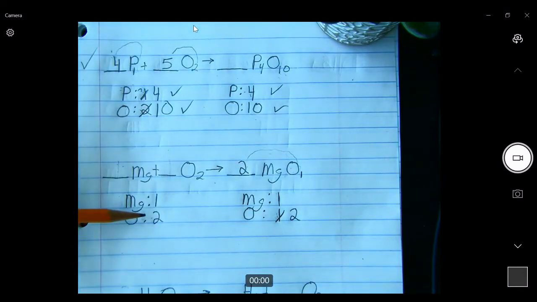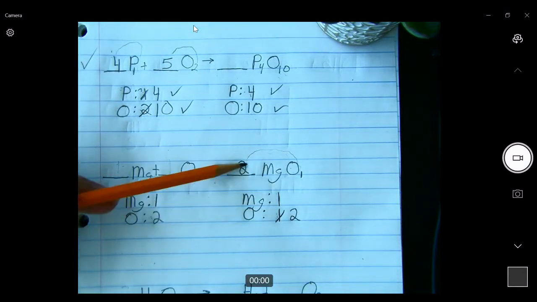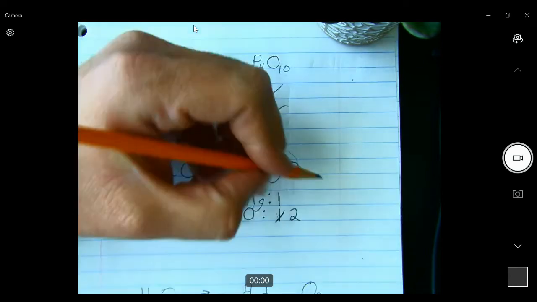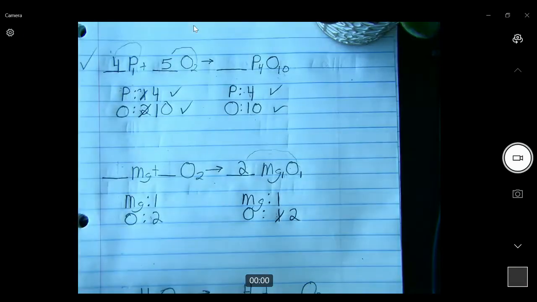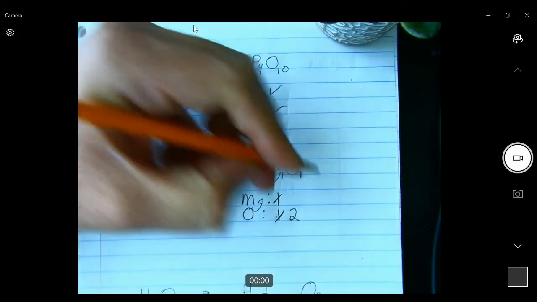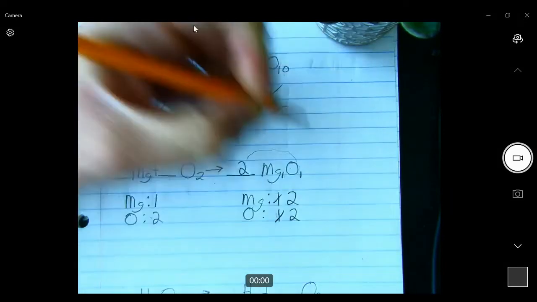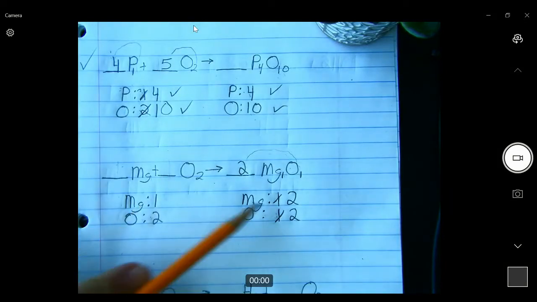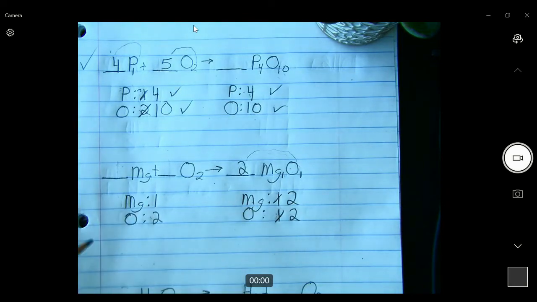And so you see here the oxygens are now balanced, 2 and 2. But what happened to this magnesium? Because you put a coefficient of 2 in front of it. And remember, if there's no 1 there, you just assume it's a little 1 there. So 2 times 1, actually it changes. It's a 2. And now the magnesiums are no longer balanced, right? You have a 2 on the right side on the product and a 1 on the reactant side.